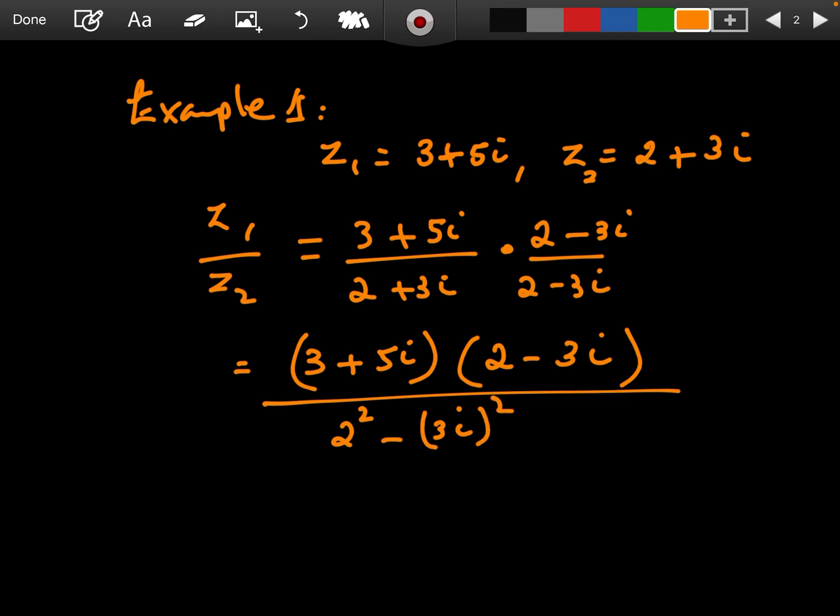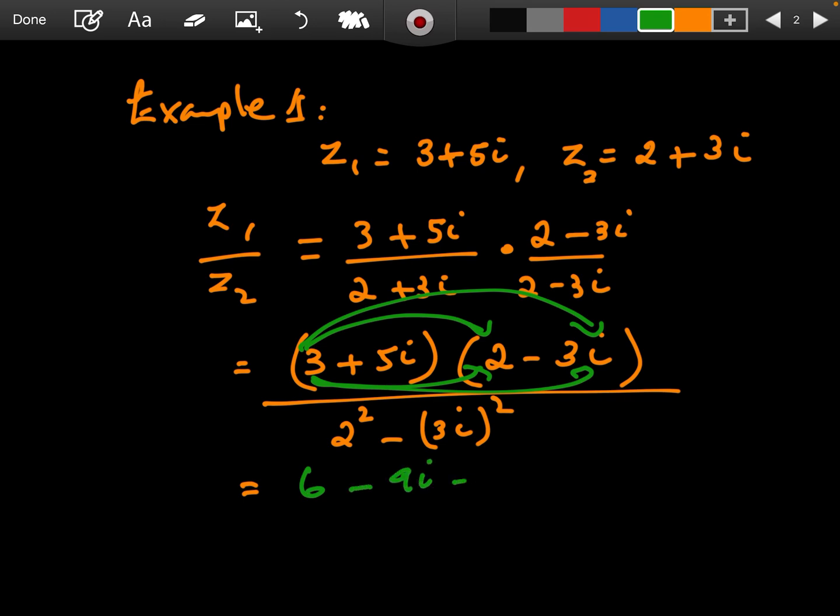3i squared. And so the top part is going to be, we multiply that using the FOIL method. Okay, and so we'll have 6 minus 9i plus 10i minus 15i squared all over 4 plus 9.